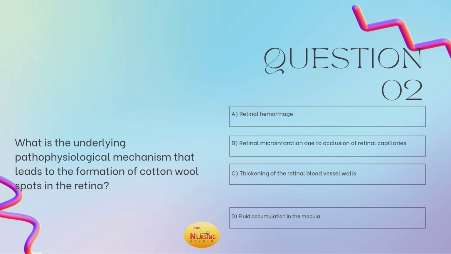But again, it's the same scenario with AV nicking. It's damage to the vessels that is leading to this. But with cotton wool spots, it's completely having an occlusion that has caused a blockage and caused an infarction, which appears white when this happens. So B is your best answer.